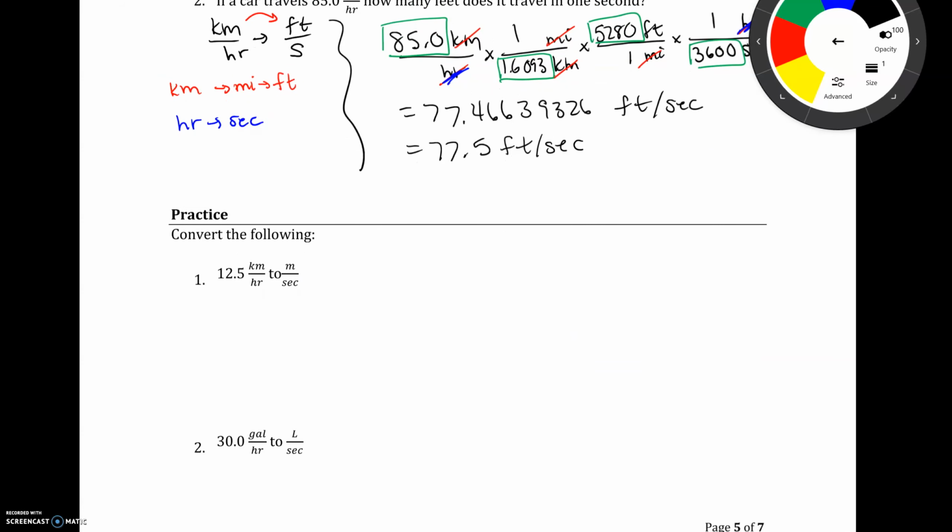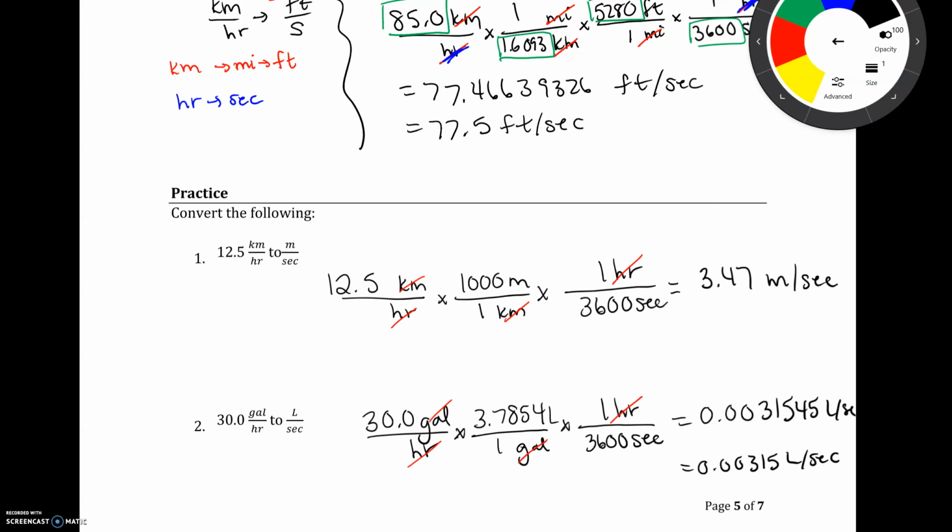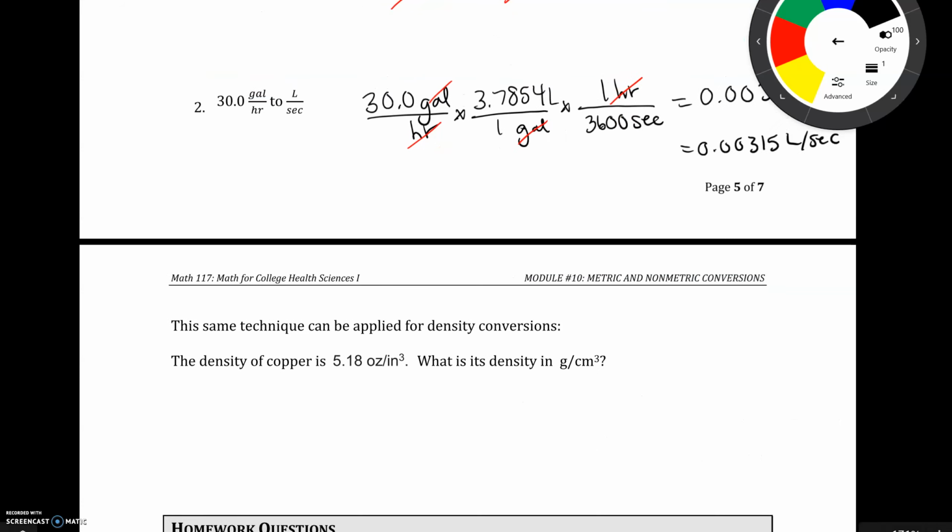And you've got 2 practice problems here. The first one is converting 12.5 kilometers per hour to meters per second. And then the second one is you've got 30.0 gallons per hour to liters per second. So pause the video, try this out, and then you'll check your answers. Okay, so your answer should work out to 3.47 meters per second and 0.00315 liters per second. Okay.